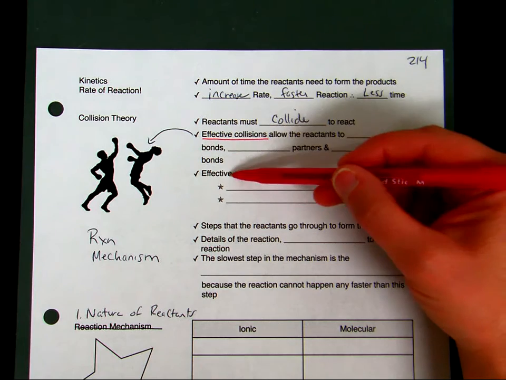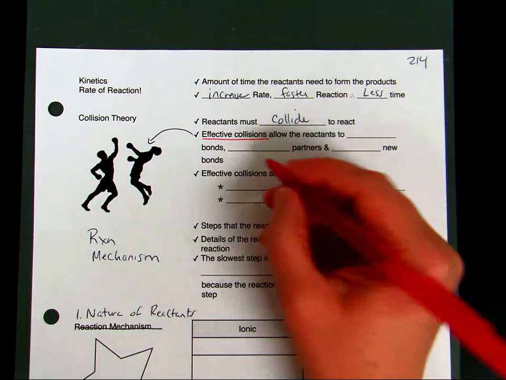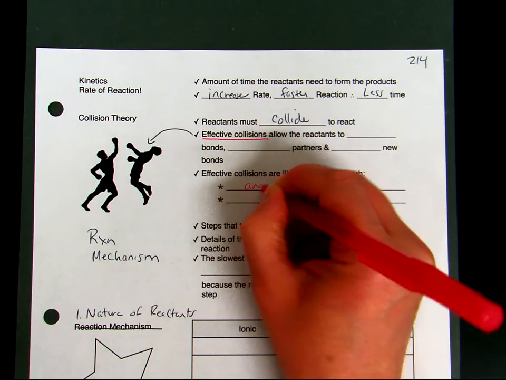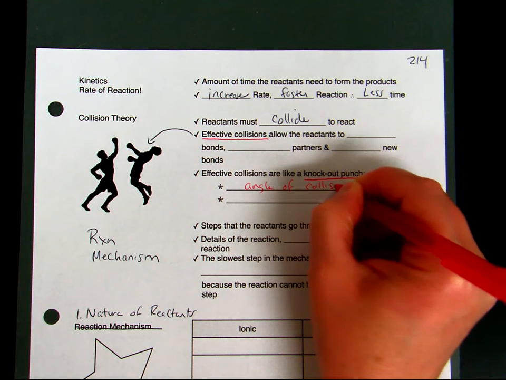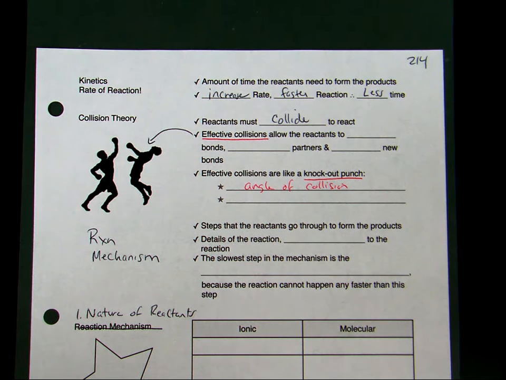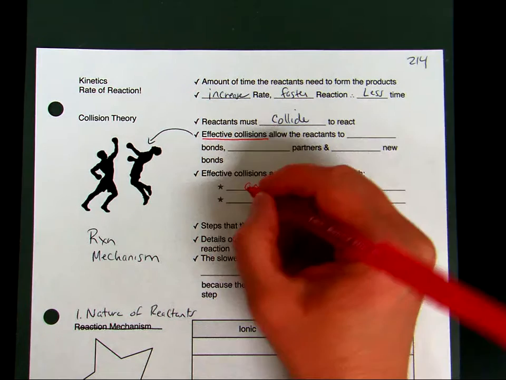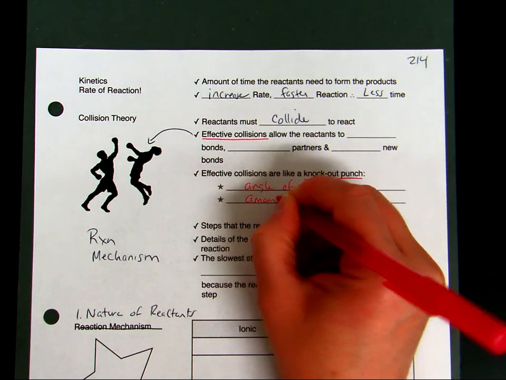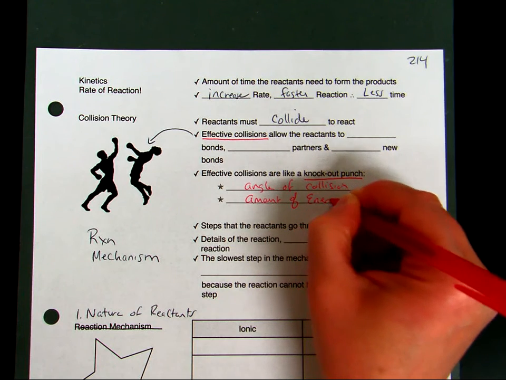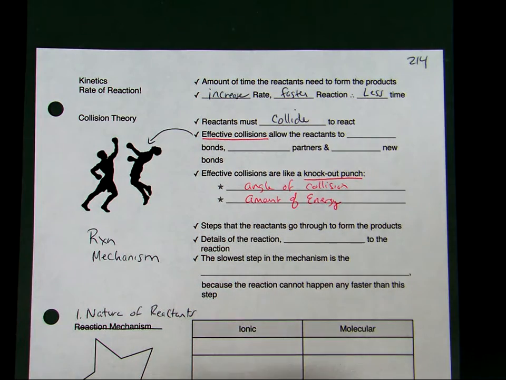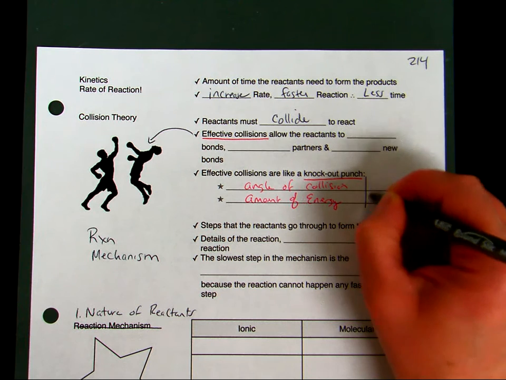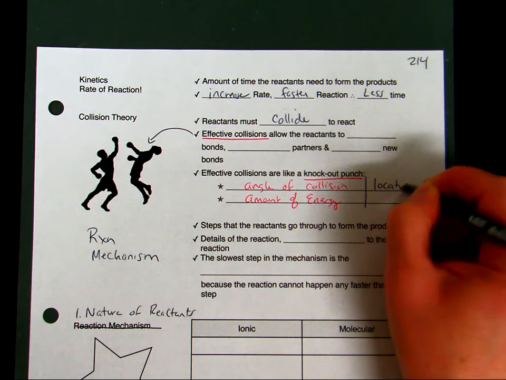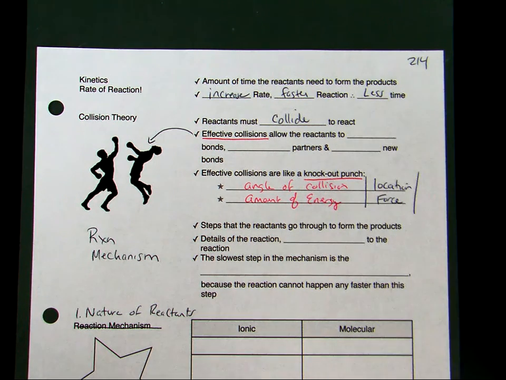So for it to be an effective collision, we'll say the angle of the collision definitely matters, like where a boxer hits his opponent on the body, and the amount of energy in the collision. So I'm going to write amount of energy. So taking that back to the boxing idea, that would be like location and the force of the knockout punch, or the punch that leads to the knockout.